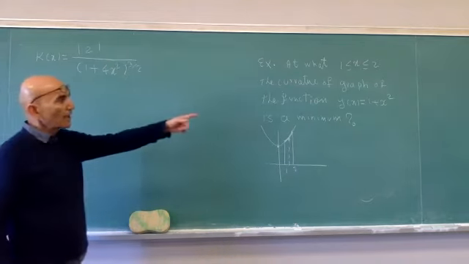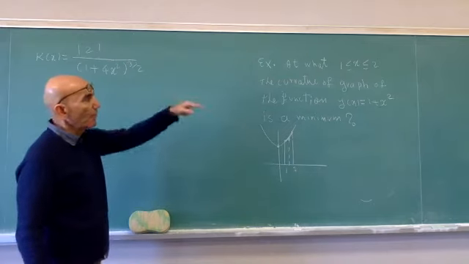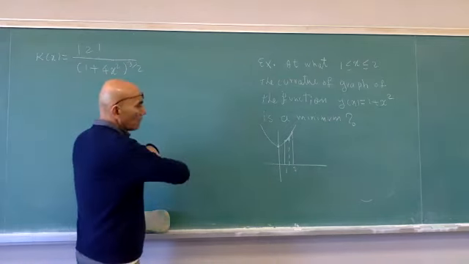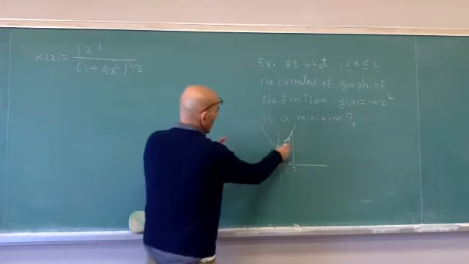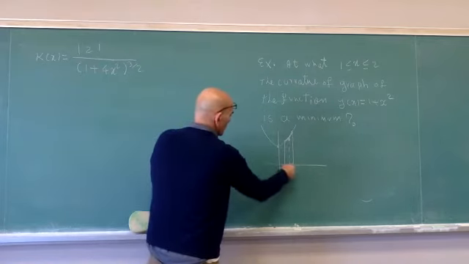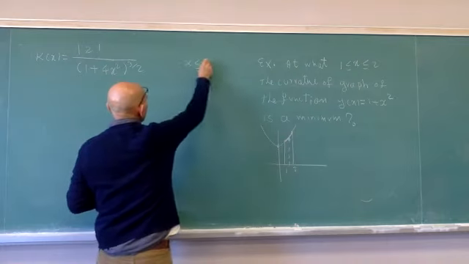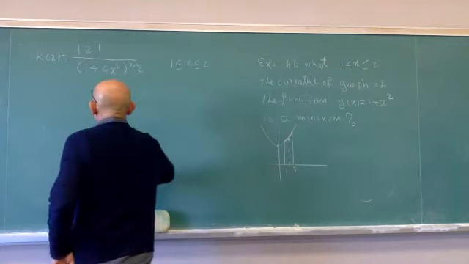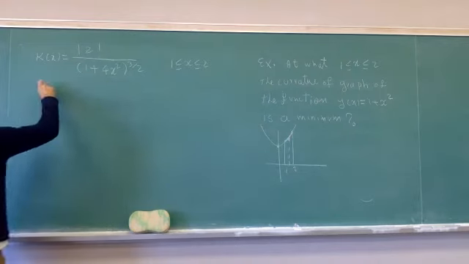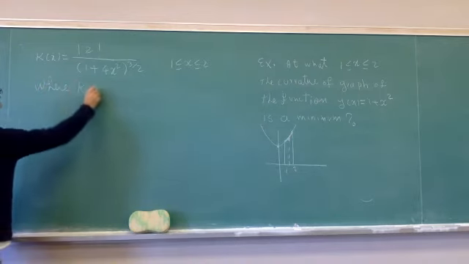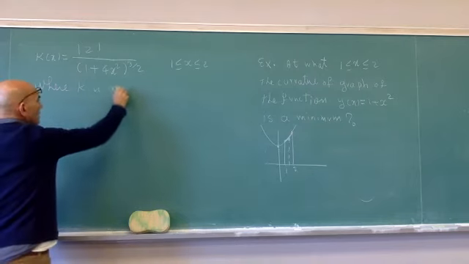And let's not forget that x is supposed to be between 1 and 2 only. We are not supposed to look at other points. We are just supposed to search between 1 and 2. So, okay, that's fine. So we want to know at which point k is minimized.